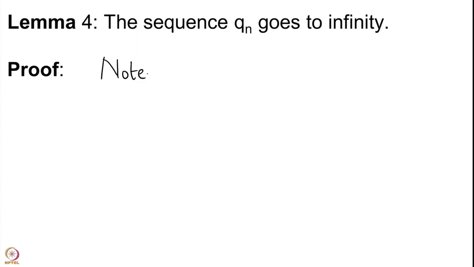Note that P naught by Q naught, this is just A naught. So, Q naught is 1. Our first denominator is 1 because A naught is an integer, and if you want to write A naught as P naught by Q naught, where P naught and Q naught are relatively prime and Q naught has to be a natural number, then the only way you can do it is with Q naught equal to 1.